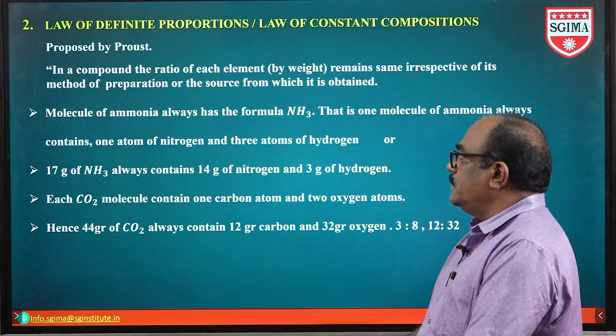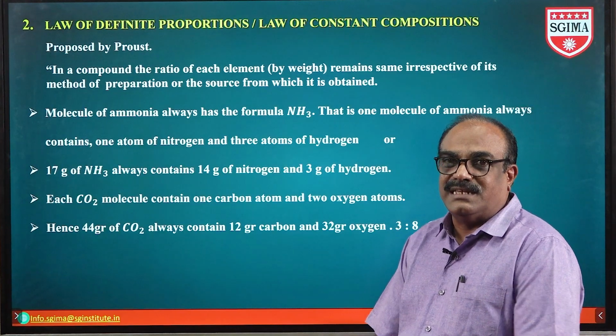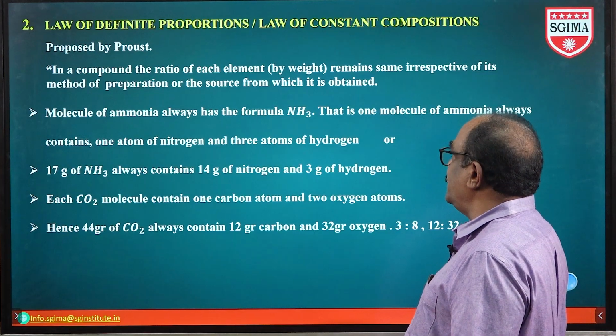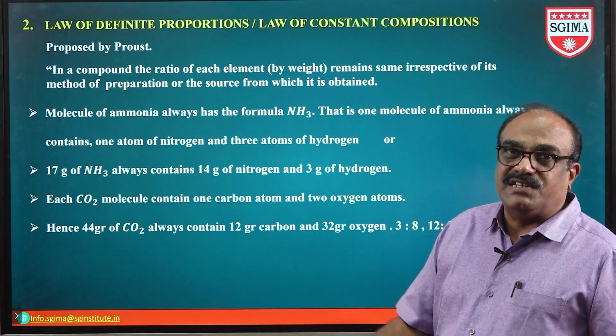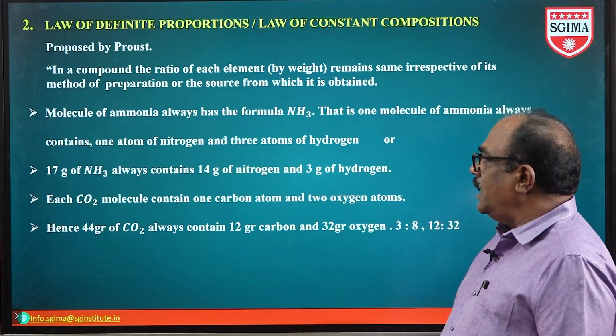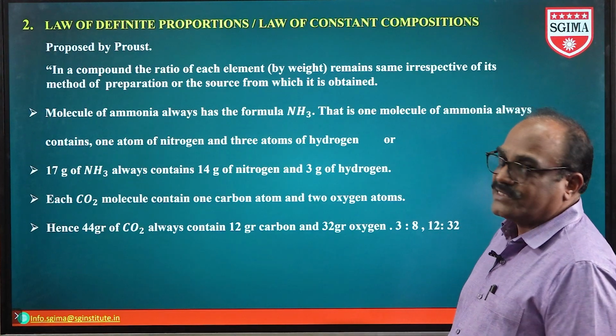For example, a molecule of ammonia is taken. The molecule of ammonia has the formula NH3: 1 nitrogen atom and 3 hydrogen atoms will be present. If I interpret this in terms of weight, every 17 grams of ammonia always contains 14 grams of nitrogen and 3 grams of hydrogen.